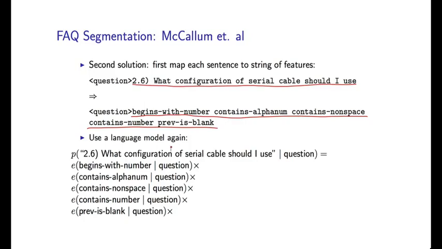And then we again use basically a kind of unigram language model, where we have one term for each of these features. So we have the probability it begins with number given question, times the probability it contains alphanumeric given question, and so on and so on. It looks very much like the model on the previous slide, but we just go through this transformation step first, which extracts the important features from each individual line rather than simply staying with the words.